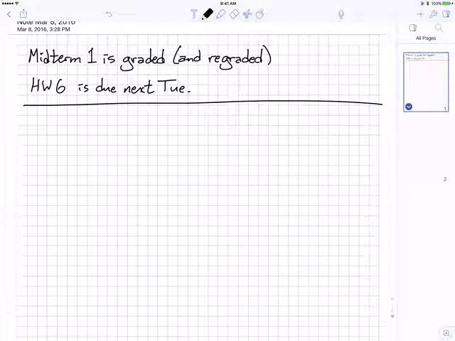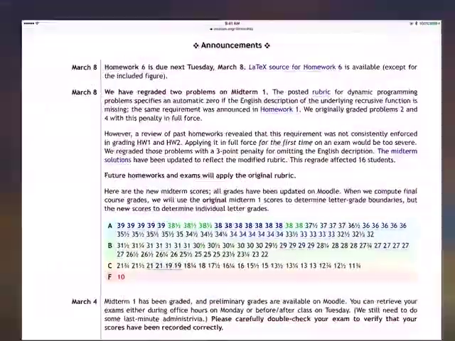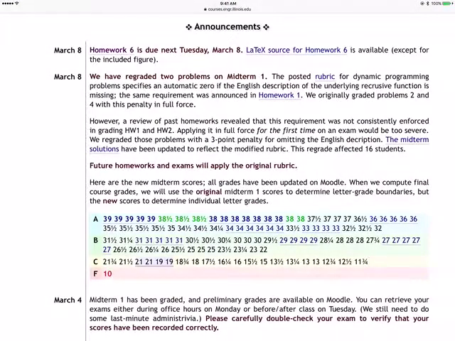The midterms have been graded. The midterms have been regraded. The scores are on the course website. The grading breakdown is a little bit complicated because we need to correct a mistake.